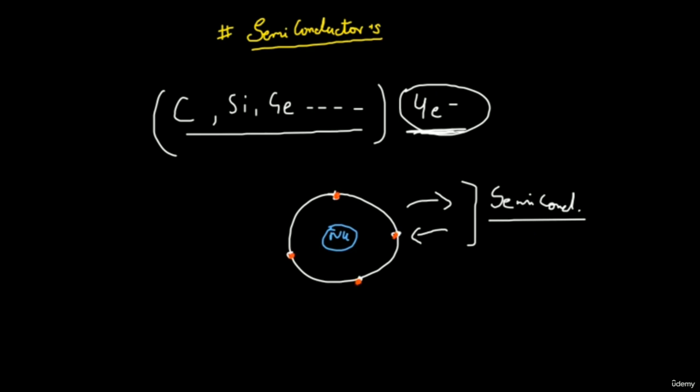Before going into technicalities, in the next one I'm going to tell you what range decides what is a conductor, what is an insulator, and what is a semiconductor, on the basis of not just the electrons but something behind that.